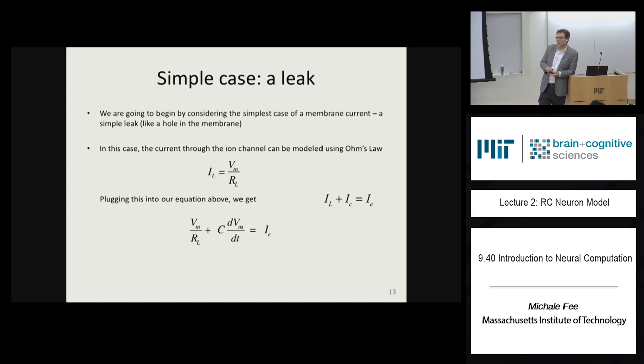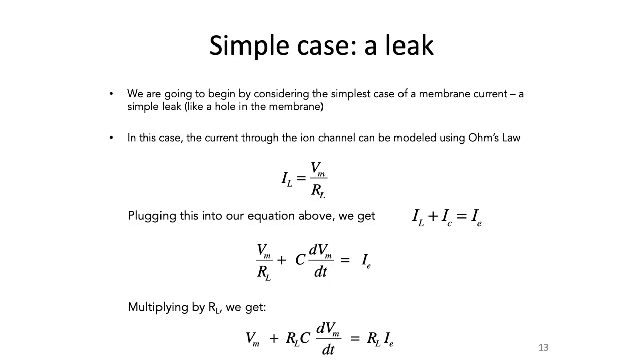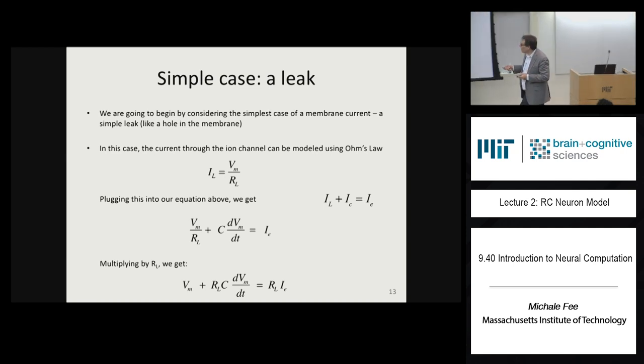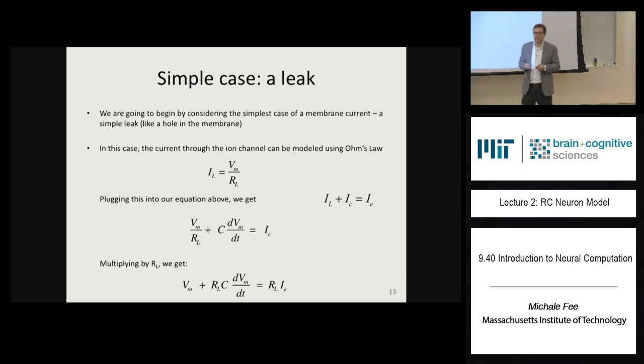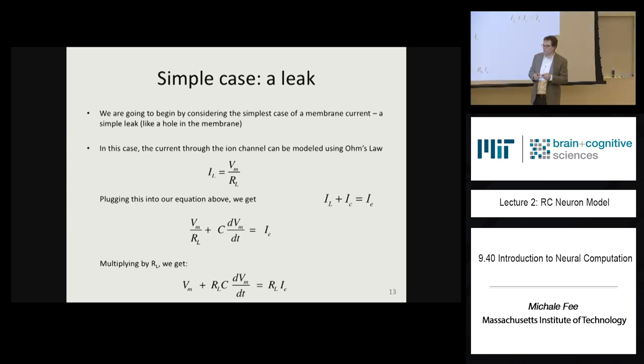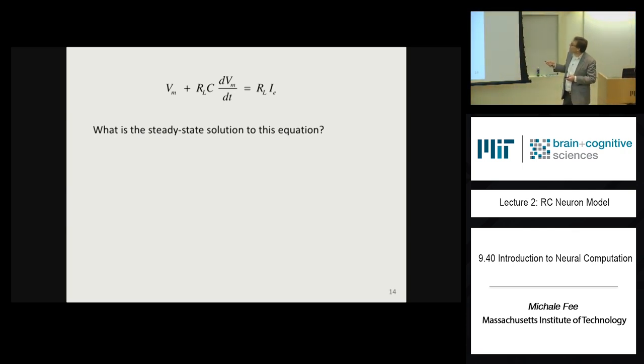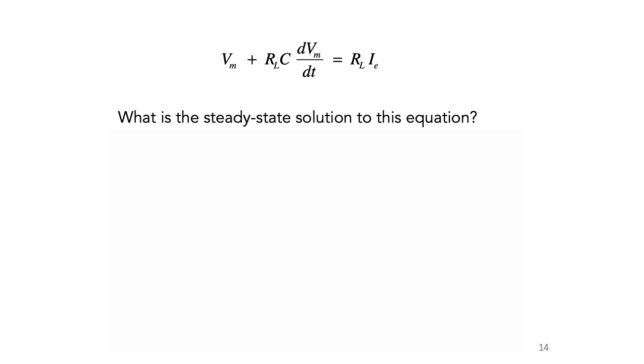Okay. We multiply both sides by resistance. We get V plus RC dV/dt, that's why it's called an RC model, equals leak resistance times the injected current. Now that's looking a little complicated, but we're going to simplify things now. RC is resistance times capacitance, and it turns out that has units of time. And so we're going to call that tau. That's called tau. We're going to make that substitution in a minute.